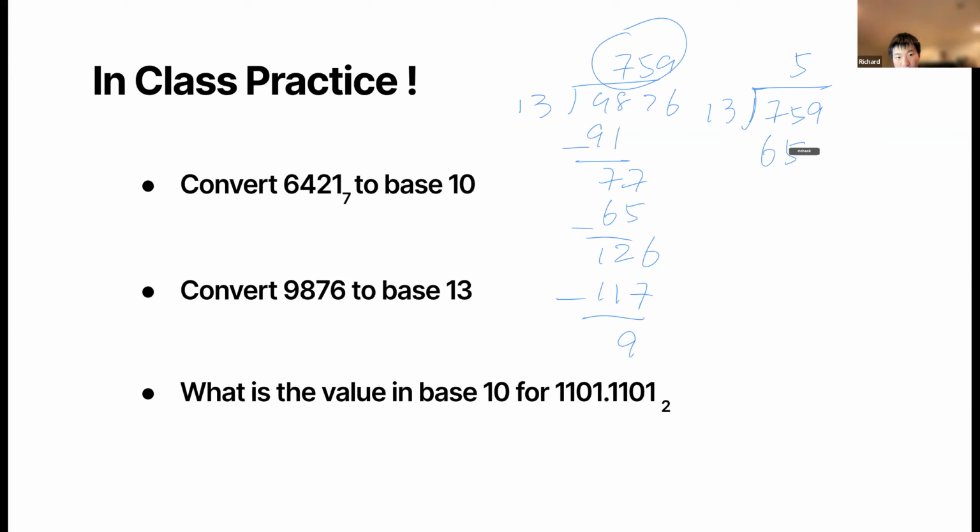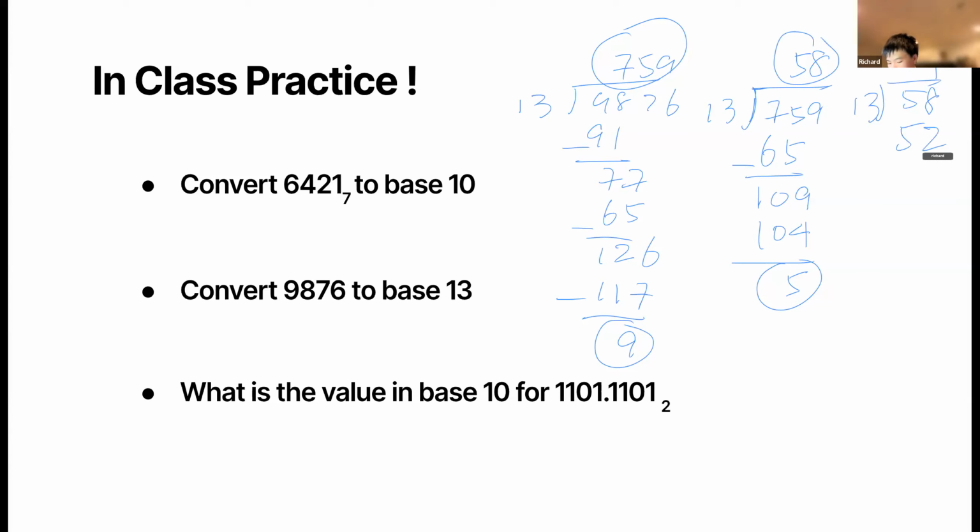So this is 65, 109, 8 times 13 would be 104. So 5. So the remainders are really important. That's what we're looking at. And then 58, let's keep dividing that by 13. So 4 times 13 is 52. And that is 6. And then this 4 is going to go here.